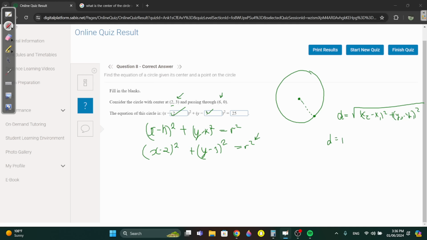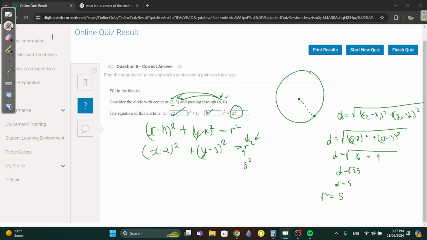Let's do it. Between what two points? (6 − 2)² + (0 − 3)². It's going to be the radical of 6 minus 2 is 4, 4 squared is 16, plus 0 minus 3 is minus 3, minus 3 squared is 9. So d equals root 25, and that's 5. So that means my radius is 5. But they want r squared, right? That's how we write the equation of the circle. It's always r squared. So we're going to put 5 squared, which is 25.